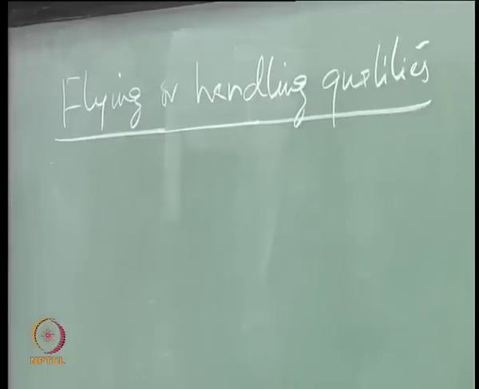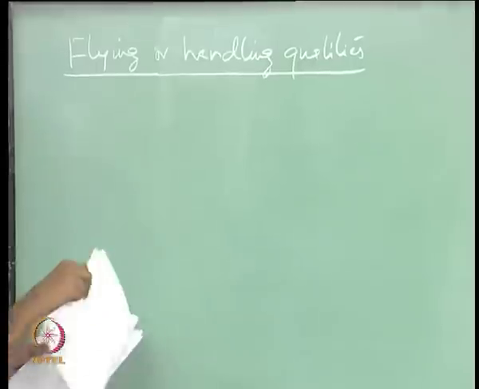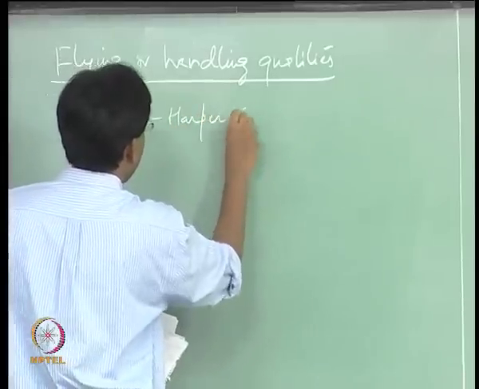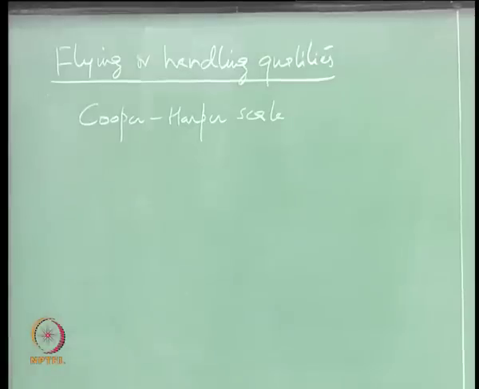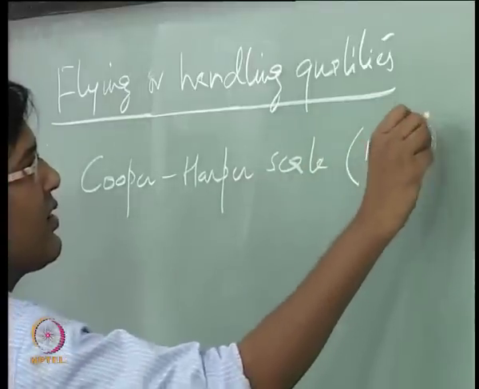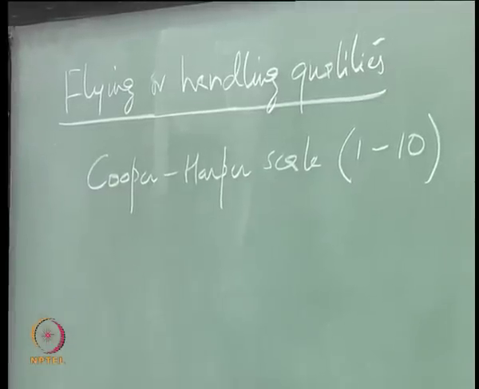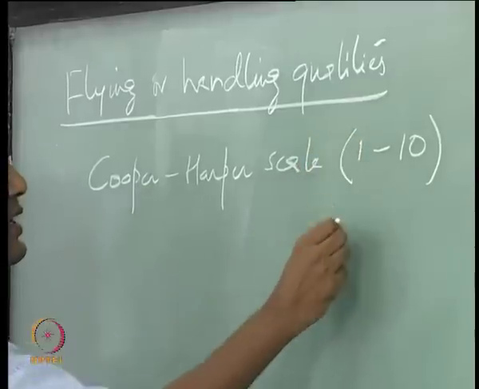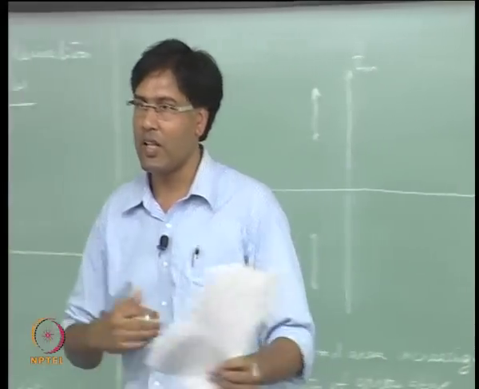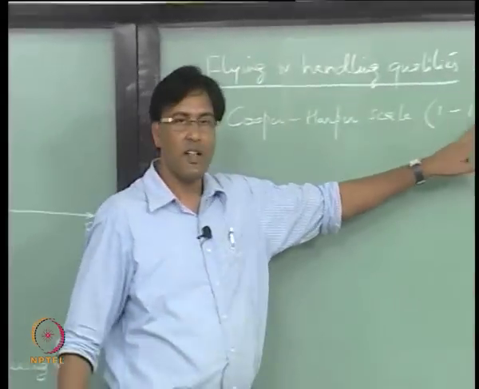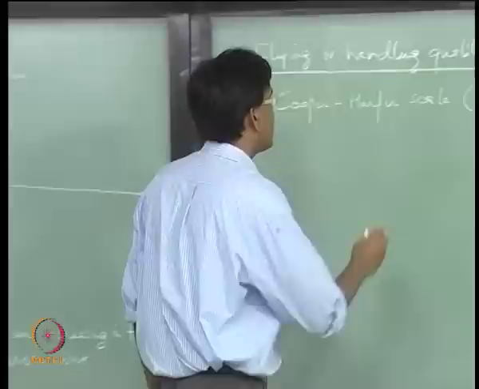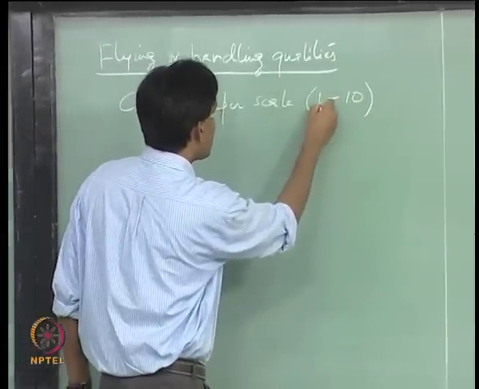So there is a scale, the Cooper Harper scale, on a scale of 1 to 10. Now it tells you what kind of quality your aircraft is having, okay. On this 1 to 10 scale, if the rating is 1, then your aircraft is excellent, in terms of satisfying the pilot in terms of all other requirements. If it is 10, then you better go back and change something in your design, or maybe you change a design control system which can add to the flying and handling qualities.